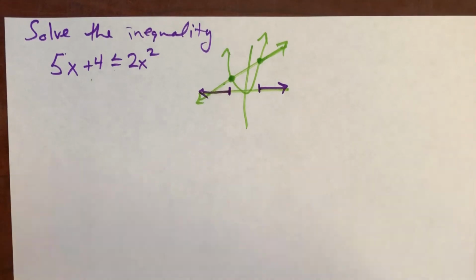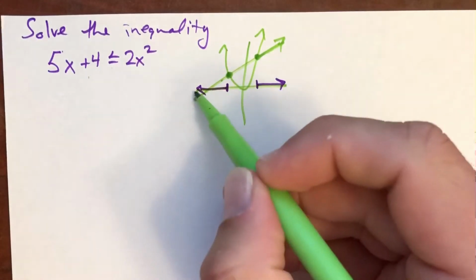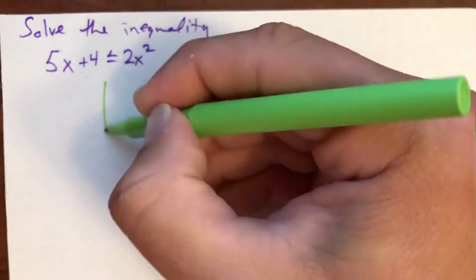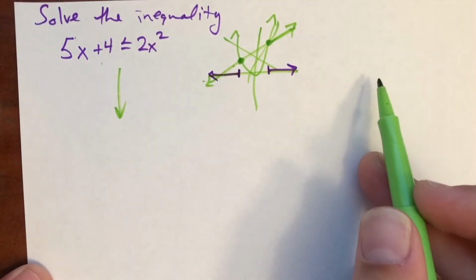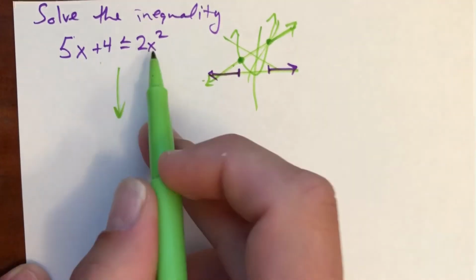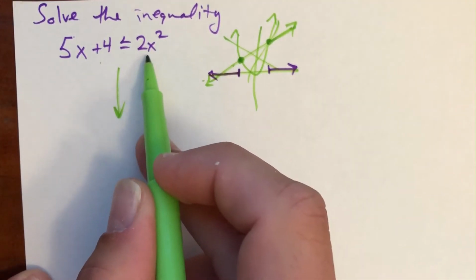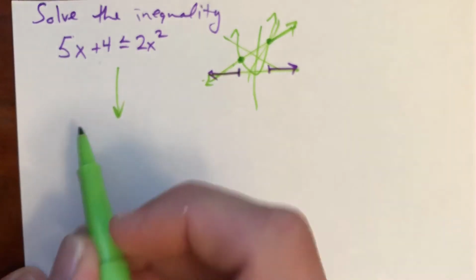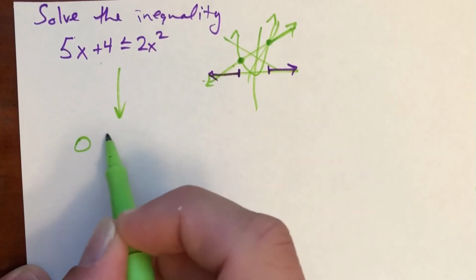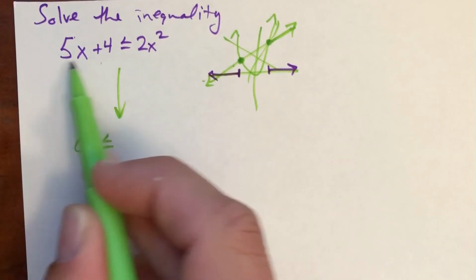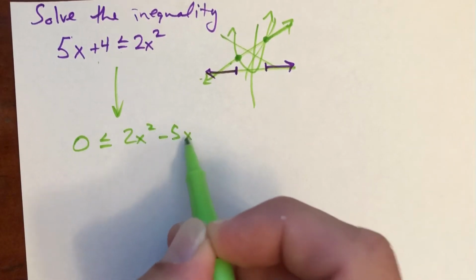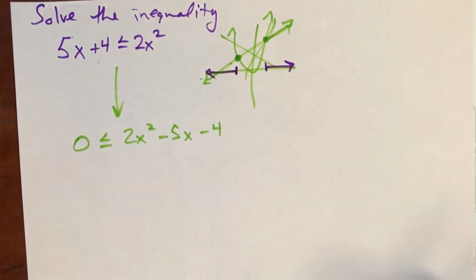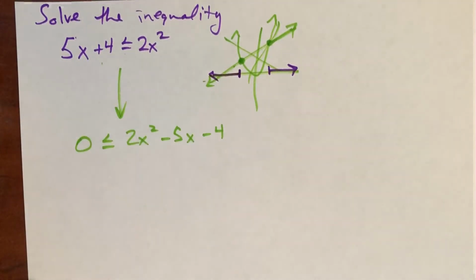So we can make our lives easier by scrapping this whole idea and thinking about this in a bit different way. If we move everything to one side, we could do that. We usually want to have this be positive. So we got 0 less than or equal to, because we're just going to subtract these things from both sides. So we got 2x squared minus 5x minus 4. We just subtracted these two things from both sides.